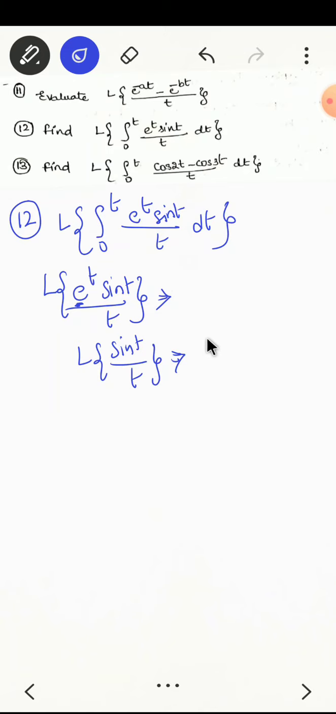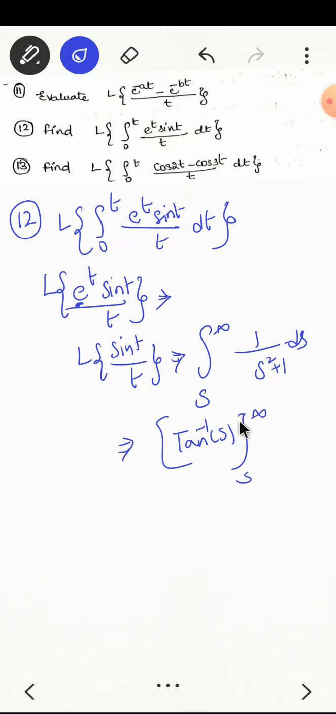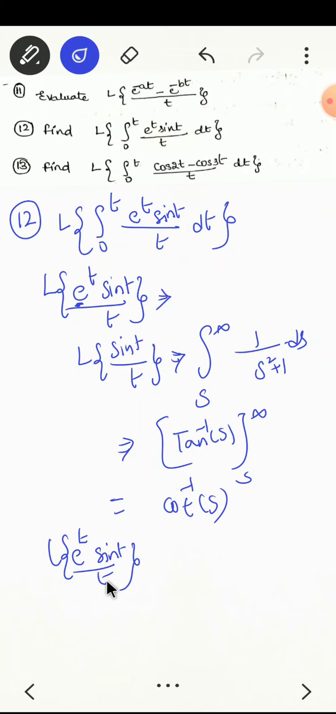As you know, the Laplace of sin t by t is very easy: the integral from s to infinity of 1 by s square plus 1 ds, already we have done. This I can write as tan inverse of s varying from s to infinity, then the final answer you will get is cot inverse of s. Now apply it to e power t sin t by t. We have got the sin t by t value as this. Then e power t simply means transformation of s to s minus 1. So we will get cot inverse of s minus 1.